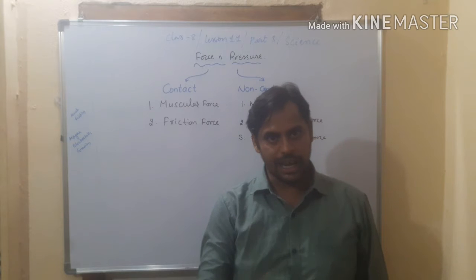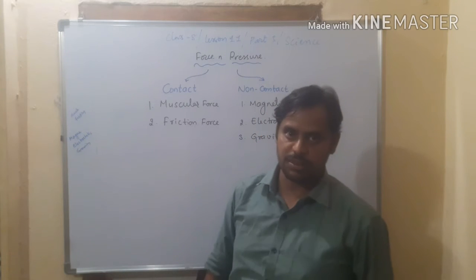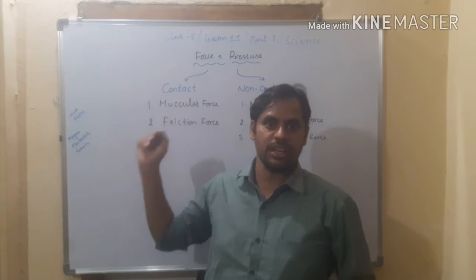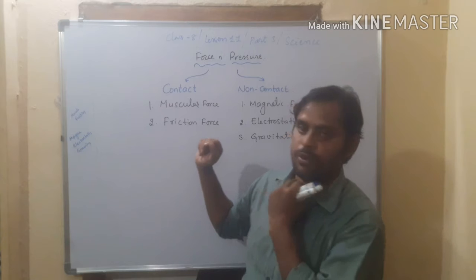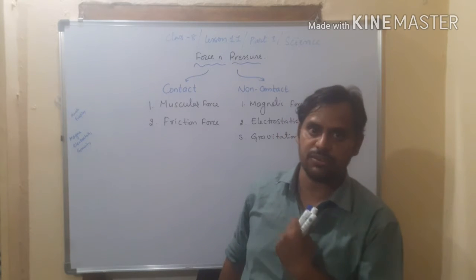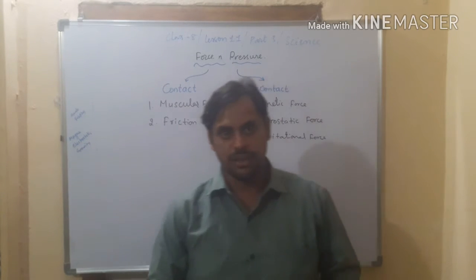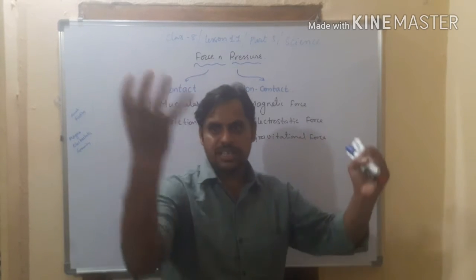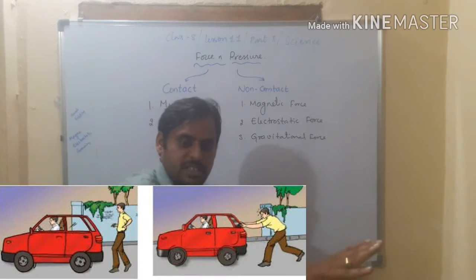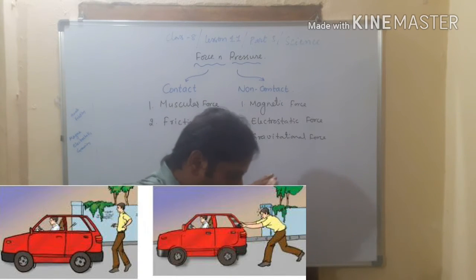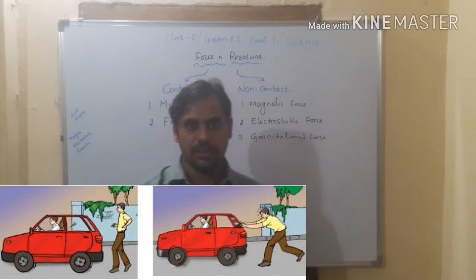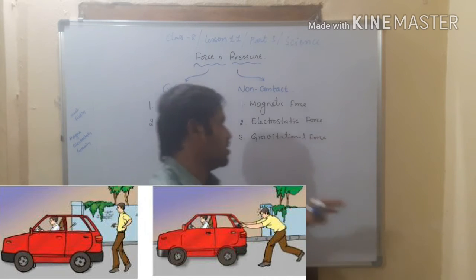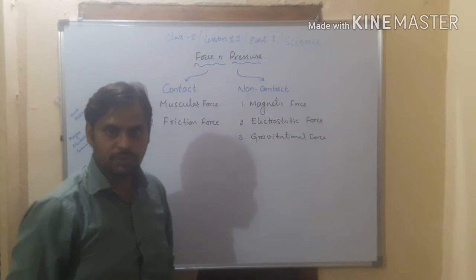It is contact force. Why? Because your leg is touching the ball. Here the leg moving is nothing but muscles working, so it is called muscular force. Muscular force is a contact force because the muscles are touching. For example, in the previous example we said that the person is pushing the car. His hands are touching the car, and the muscles present in the arm apply force on the car, so that he is pushing. He is interacting with the object. He is in contact with the object, so muscular force is a contact force.